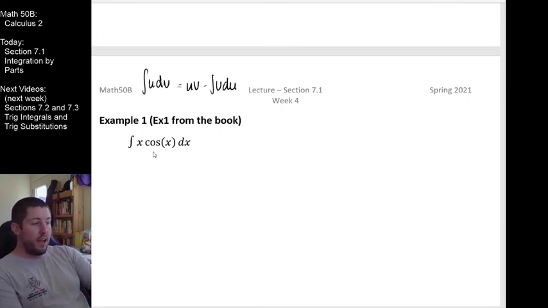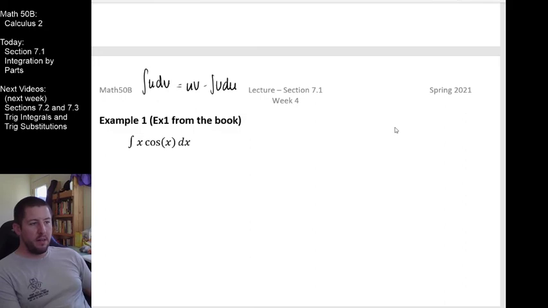So in this case, our integral is going to look exactly like our format here. And that's not going to necessarily be the case in our future setups. So this is our slightly nicer one.